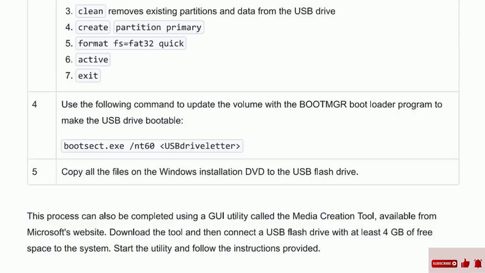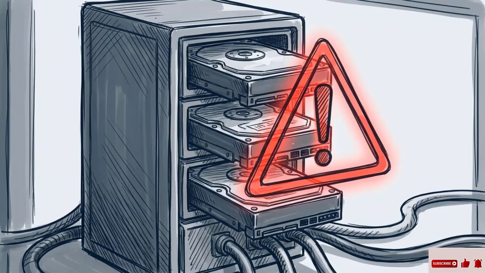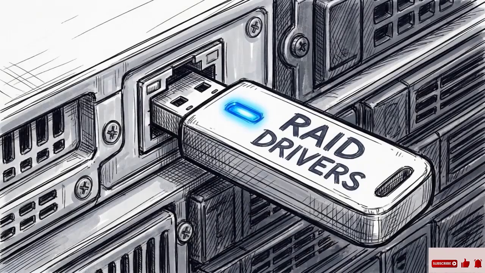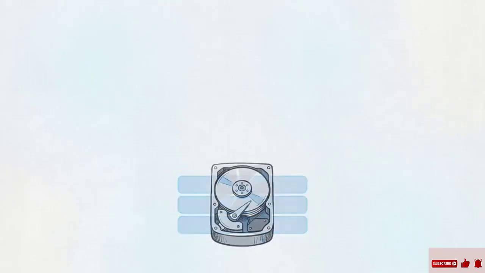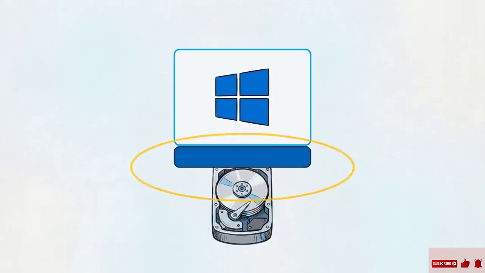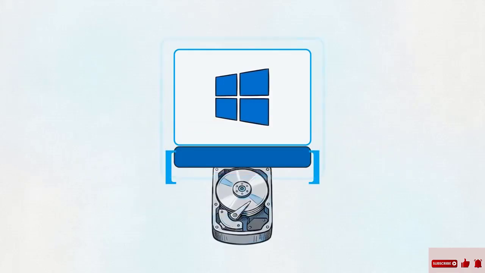However, simply dropping the Windows ISO files onto the FAT32 partition will not make it bootable. You must write the bootmgr bootloader program to the volume using the bootsect.exe executable with the /nt60 flag. If your destination hardware utilizes a RAID configuration, the standard Windows setup will fail to see the drives entirely. You must load specific RAID controller drivers from an external source during this initial setup phase to proceed. Mastering these command line utilities is mandatory. They establish the literal boot sector architecture that every higher-level operating system function relies upon to exist.